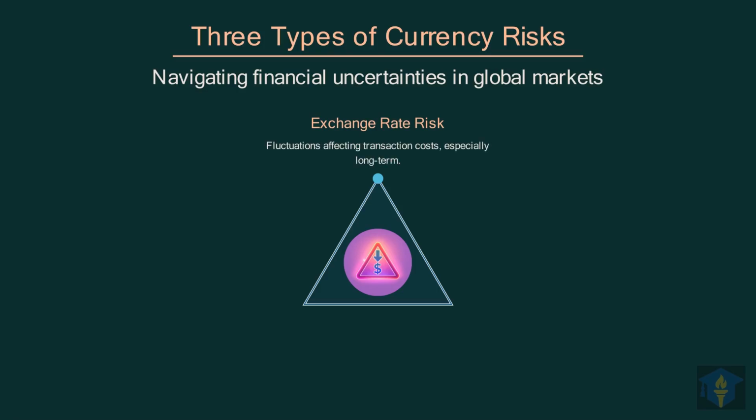This involves fluctuations that affect transaction costs, particularly in long-term international agreements. Next, we have transaction risk, which occurs during the settlement process of deals.